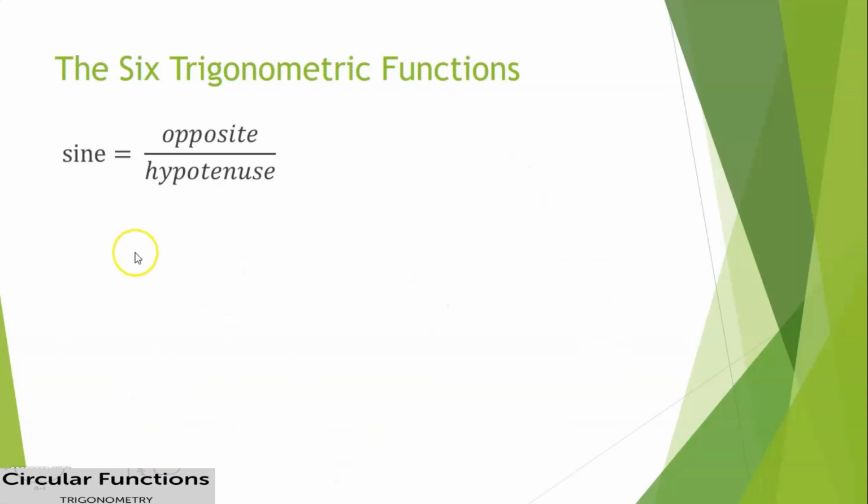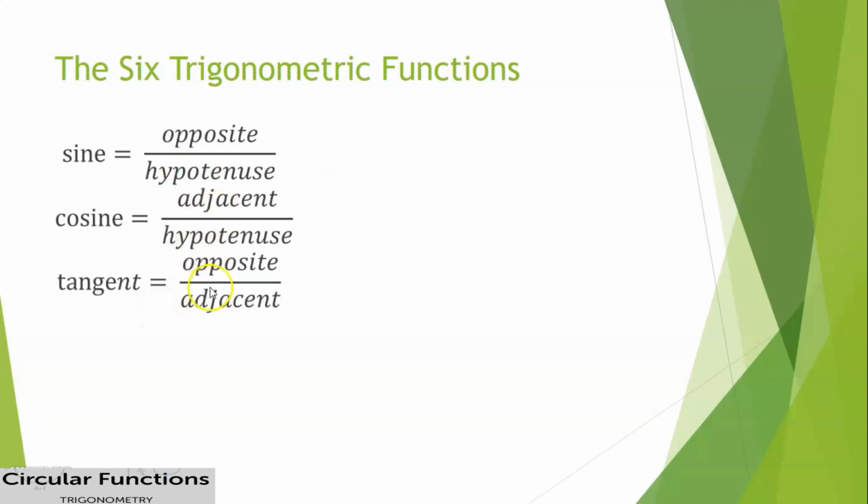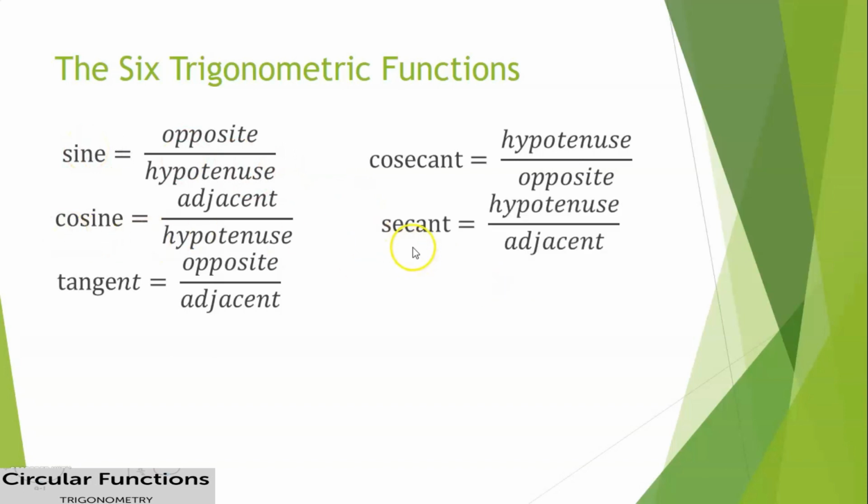Now going back to the 6 trigonometric functions, sine is opposite over hypotenuse, cosine is adjacent over hypotenuse, tangent is opposite over adjacent, cosecant is hypotenuse over opposite, or simply it's the reverse of sine, and the reverse of cosine is secant, so it's hypotenuse over adjacent, and the reverse of tangent is cotangent, which is adjacent over opposite.